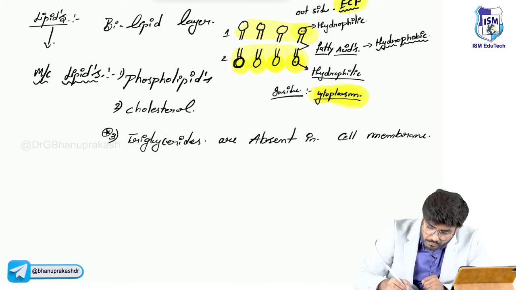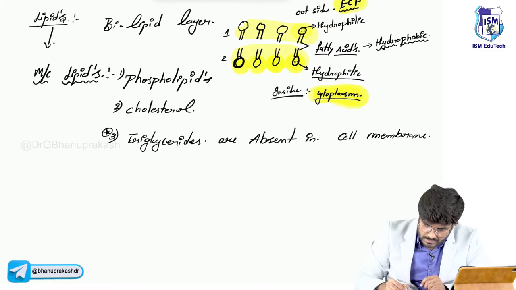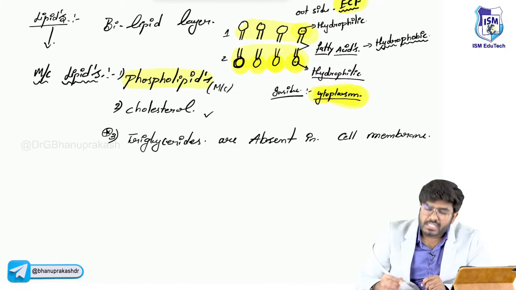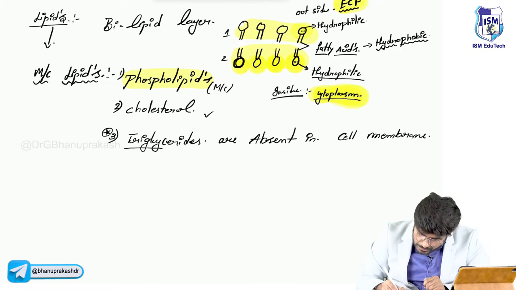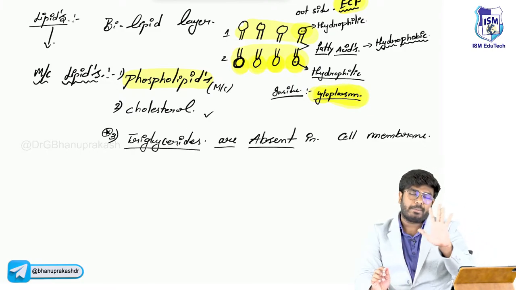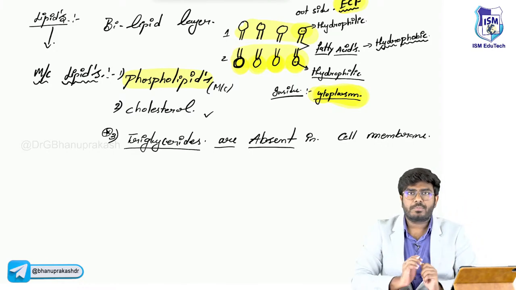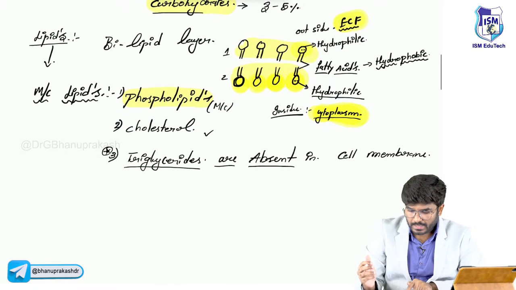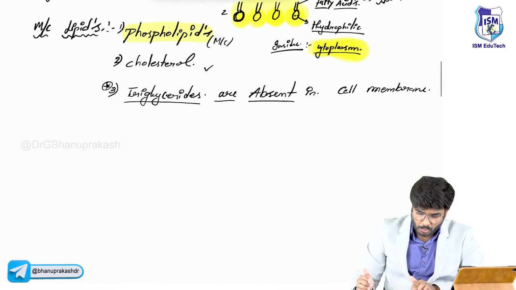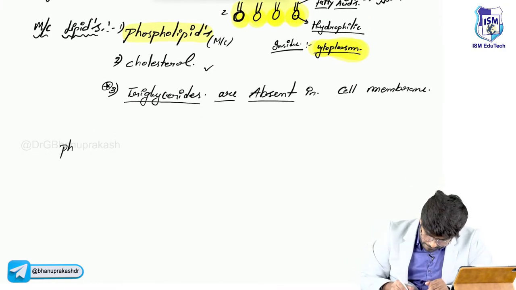Okay. So, which type of lipid is not present? The majority, the most common, is the phospholipids. Even cholesterol is present. Now, which lipids are not present in the cell membrane? Triglycerides are absent in the cell membrane. Now, what you need to know here? Let me tell you important points about the phospholipids.